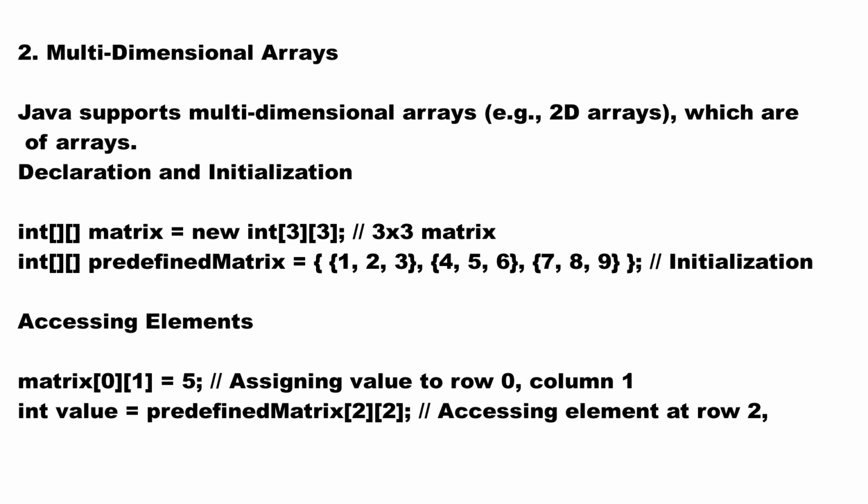We have int[][] matrix = new int[3][3]; This is telling us that the int matrix contains 3 by 3, that is 3 rows and 3 columns. That is a 3 by 3 matrix.